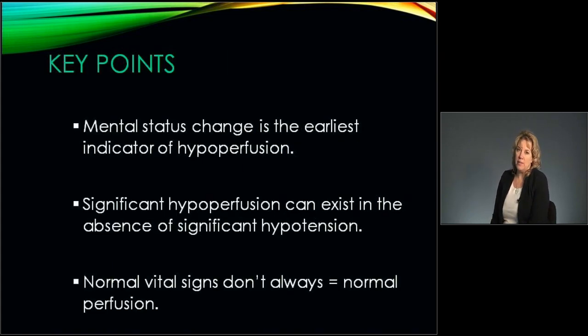So key points when you're looking at shock states: a mental status change is one of the earliest indicators that the patient is not perfusing and it needs to be investigated. We can still have significant hypoperfusion even though we may have the absence of significant hypotension. So they may still have normal vital signs, but normal vital signs doesn't mean normal perfusion. So we need to be looking for other signs that they may not be perfusing adequately.